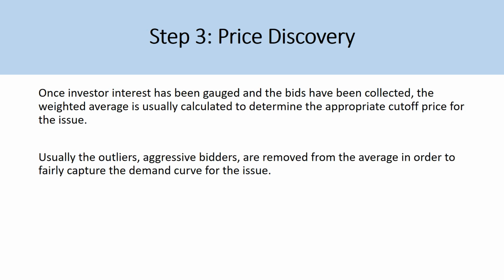In step 3, once the investor interest has been gauged and the bids have been collected, the weighted average is usually calculated to determine the appropriate cutoff price for the issue. Usually the outliers, the aggressive bidders that bid well above what most of the institutional pack bid, are removed from the average in order to fairly capture the demand curve for the issue. And then by looking at that demand curve, they can determine, okay, based on X amount of shares that we're going to offer to the market, we can price it at this because this is a good clearing price.